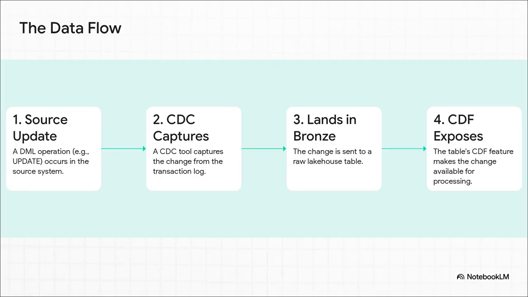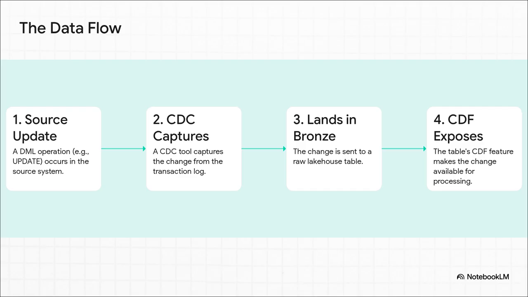Let's walk through how this actually works in a real pipeline. Step 1. Boom, a customer updates their address in your main application database. Step 2, your CDC tool is watching the database logs, sees that update, and grabs it. It's the delivery truck picking up the package. Step 3, the CDC tool drives that single change over and drops it into your raw data layer in the lakehouse, your bronze table.